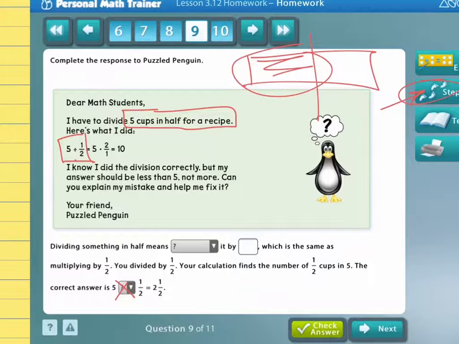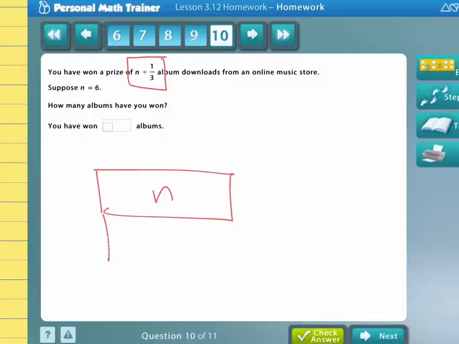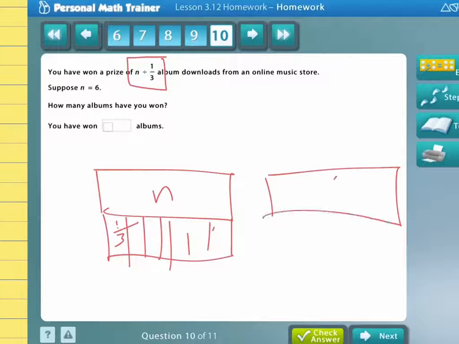If the prize is n divided by a third, that means how many thirds are in n. So if this was n, how many thirds fit into this number? You're dividing it by 1/3. You're subtracting 1/3 over and over and over. So let's say n is 6. If this is 6, how many thirds are there in 6?